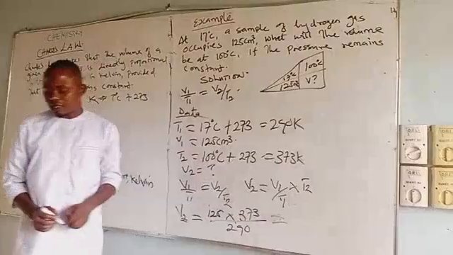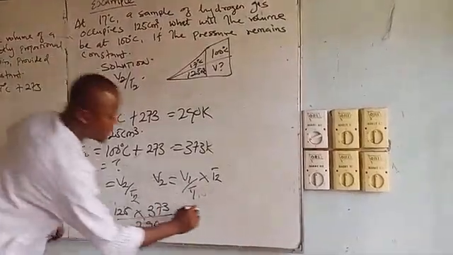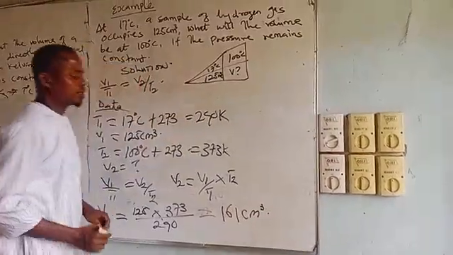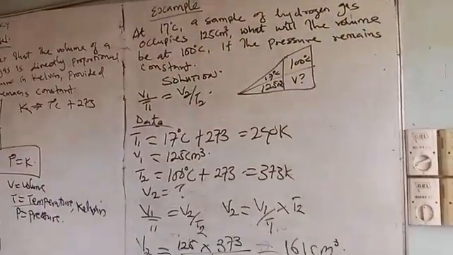Press your calculator and give us an answer. If you press your calculator very well, you are going to get 161 cm3 as the final answer. And that's going to be the volume when the temperature is 100 degrees Celsius.